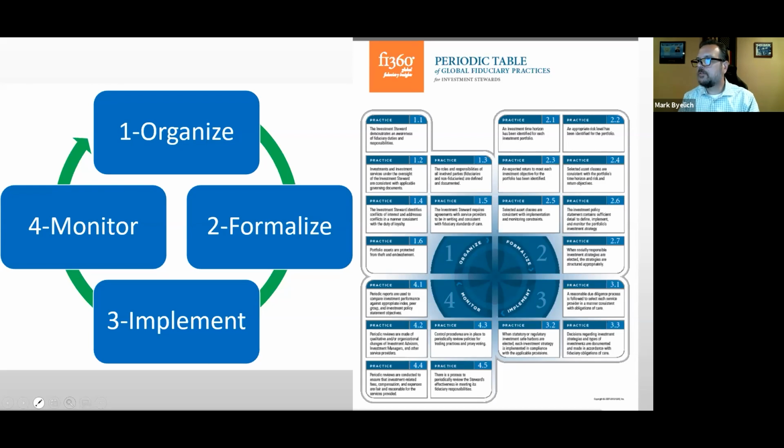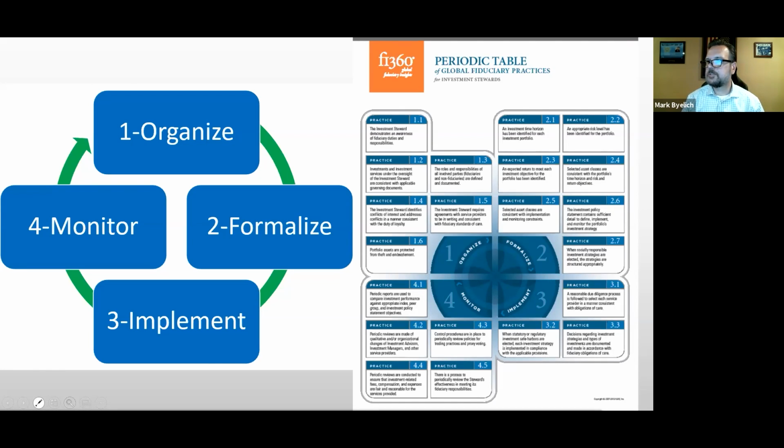So I'm sharing the screen with the investment steward. I'm looking at practice 1.1. The investment steward demonstrates an awareness of fiduciary duties and responsibilities. Understand what your duties and responsibilities are. I give everybody I work with in this process a copy of the book, and I have them sign a document that says they understand their roles and responsibilities.